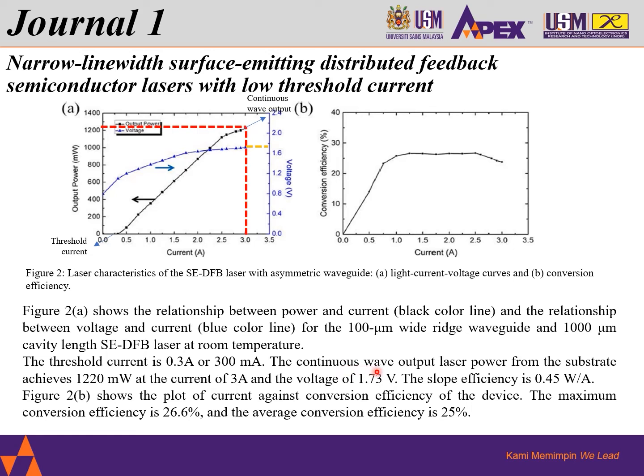The continuous wave output laser power from substrate achieves 1220 milliwatts with the current of 3 ampere and the voltage of 1.73 volts. The slope efficiency is around 0.45 watt per ampere. Figure 2B shows the maximum conversion efficiency of 26.6%, while the average is around 25%.